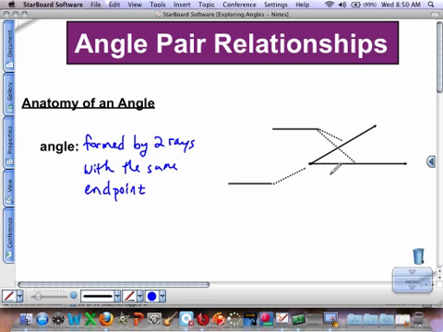And so when we look at an angle, the rays that make up that angle are called the sides of the angle. And then that pointy part, or that common endpoint, is called the vertex of the angle. Now, a lot of times in geometry, when we talk about angles, we represent them with a curved arc. So we have this nice little curved arc sitting inside there, and that represents the angle.